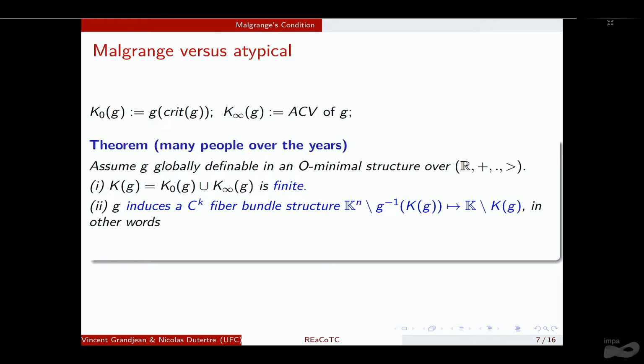If the function is C^(k+1), then outside the preimage of this subset, the function g induces a C^k fiber bundle structure. In other words, if I was looking for the C^k atypical values of the function g, they would be contained in this subset K_g. So in particular, it proves that the set of values at which the topology of the C^k type of the pencil of levels changes is finite. Well, life being what it is, in general the set of atypical values is smaller than this subset.